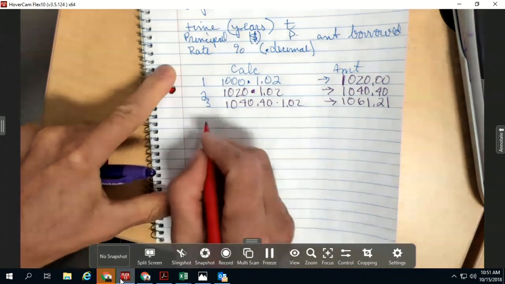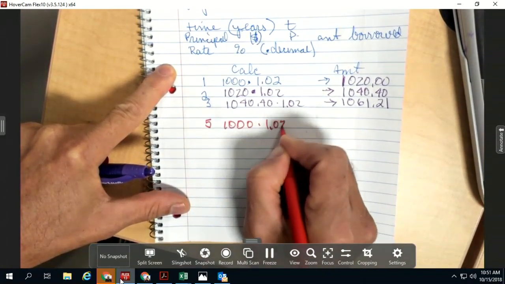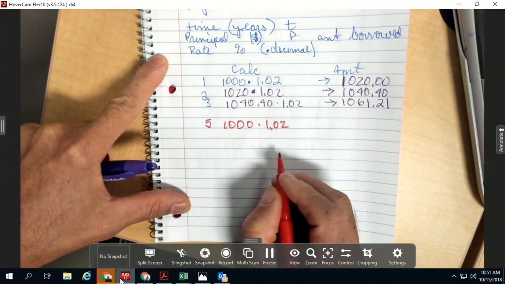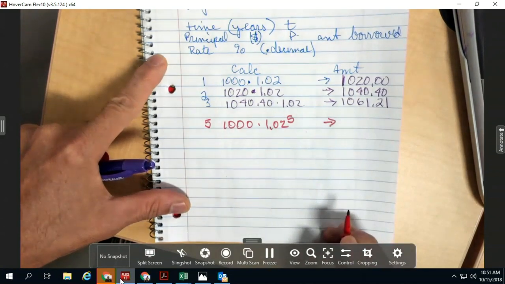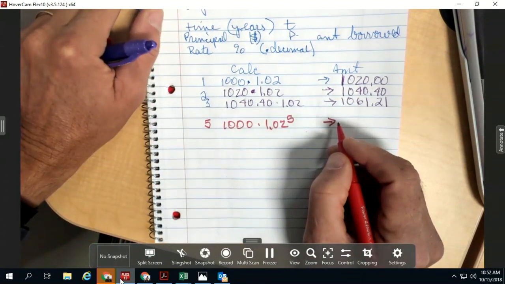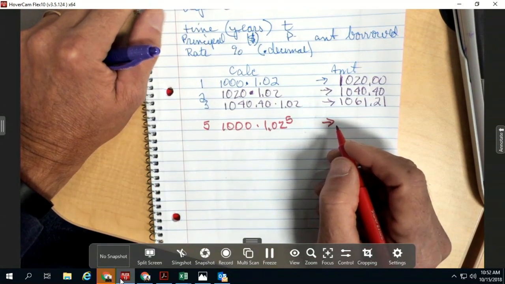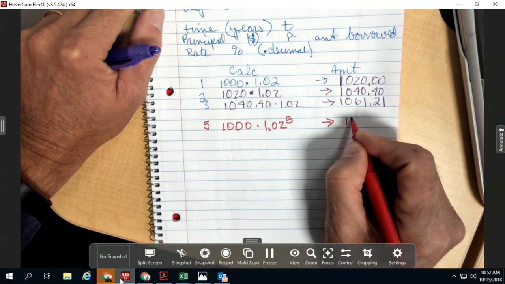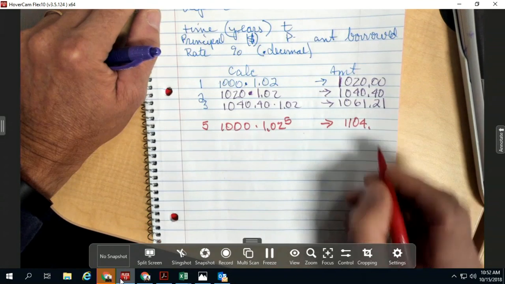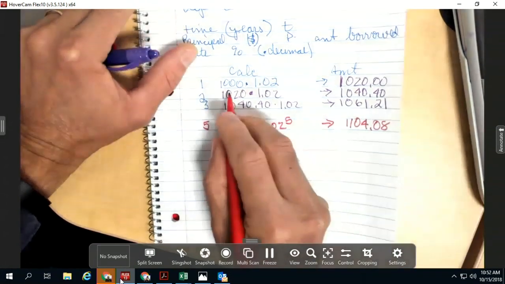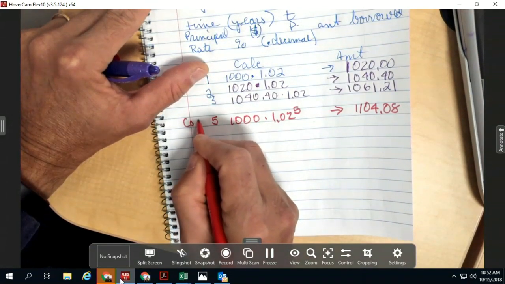So for the fifth year, we could have just done 1,000 times 1.02 to the fifth, and we would have gotten what? $1,104.08. That's compound interest.